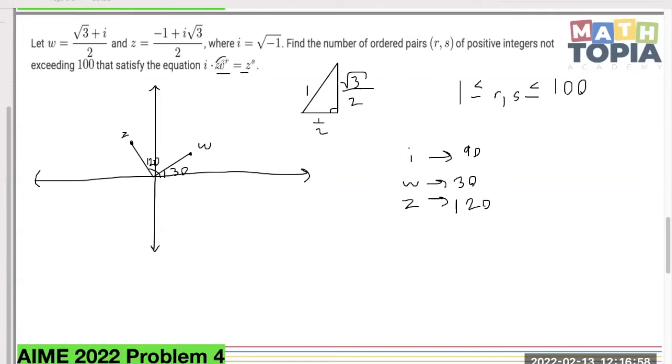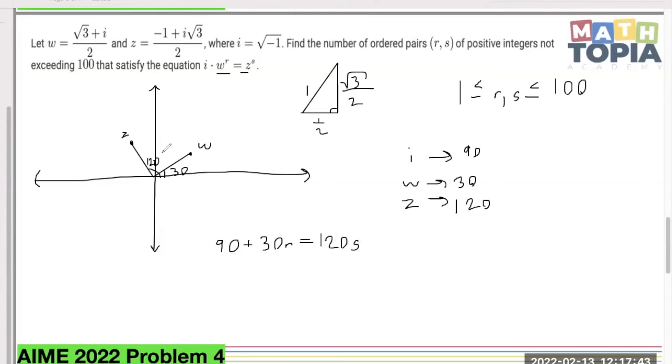So what we can think about is if we multiply W by itself R times, we're taking the radius 1 and multiplying it by itself R times, but that's just going to give us 1, like we already said. But the angles are what's really cool, because the angle measurement of W to the R is just 30 times R, because we're adding 30 to itself R times. And that's the definition of multiplication: we're just adding the number to itself that number of times. So it's just 30R. And then multiplying by i is just adding 90 to it, because we add the angles. And then what we'll get on this side is just 120 times S.